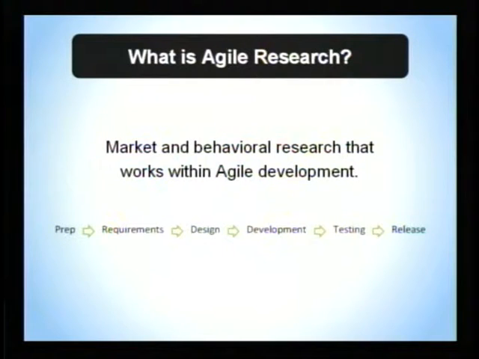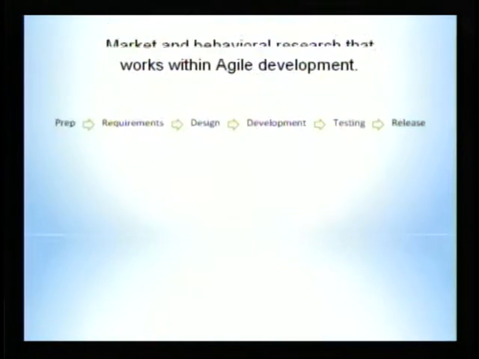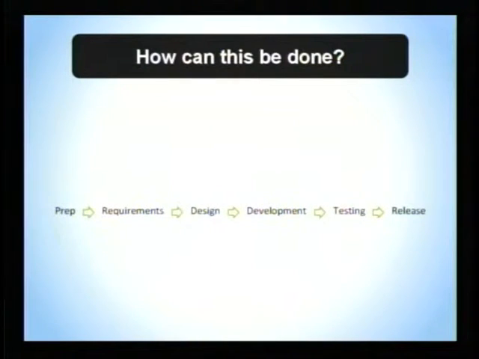Now, how can this be done? So let's move to our next slide. To do agile research, we're going to take this timeline and we're going to talk about the types of research methods that can be put into parts of the timeline. So our first one, in our next slide, would be interviews, surveys, and audience user tests that can be done before you start building your product.